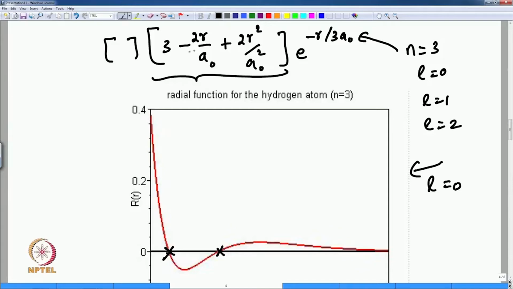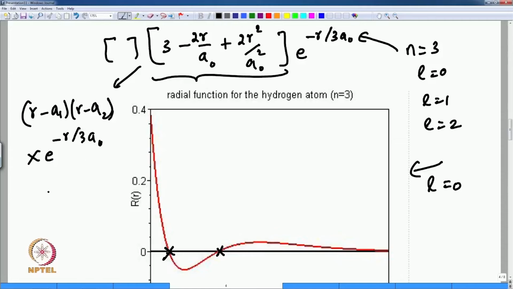And then as r increases, if you write this as the quadratic with two roots, (r minus a1) times (r minus a2) times e to the minus r by 3 a naught, and if a1 is less than a2, you can see for r less than a1, r is also less than a2, therefore this product is positive and the exponential is always positive but a small number, the function is positive between 0 and the first root.